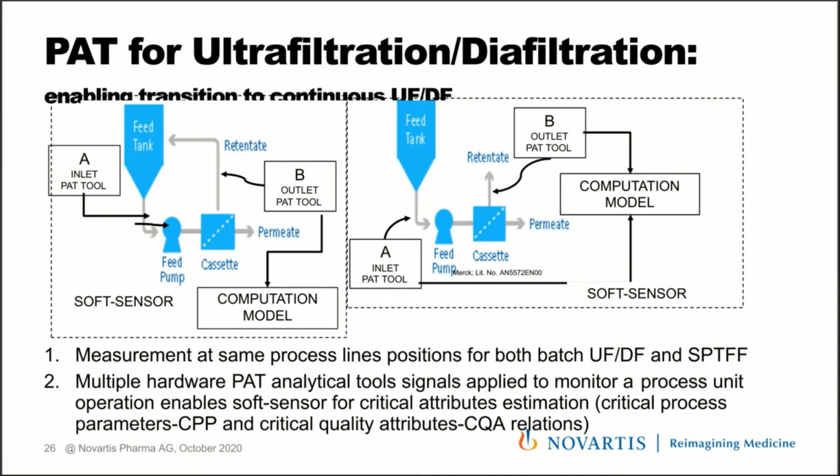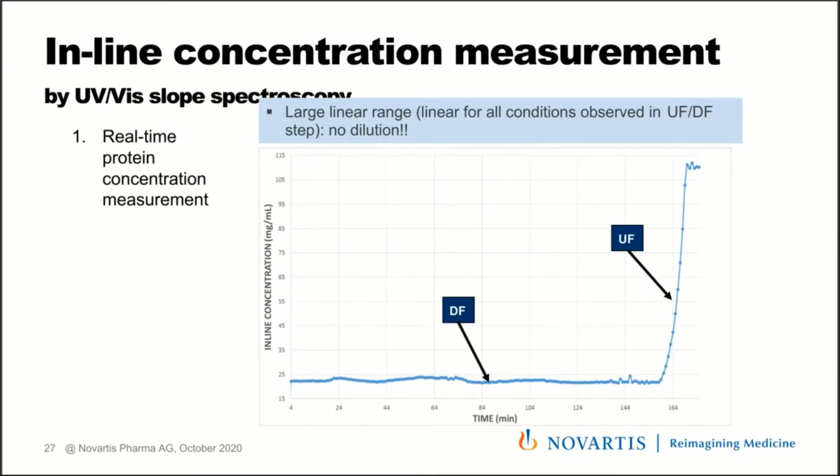Then I will move on to PAT for ultrafiltration diafiltration. Again, with the assessment of these techniques, which I already started to show you, we find the possibility to go towards continuous process steps, in which the concentrations vary based on the previous process steps, and tight control is really important. For example, slope spectroscopy gives us this kind of inline output. We can measure about 100 grams per liter in a very short time, and with that we can really assess and control the process step quickly.